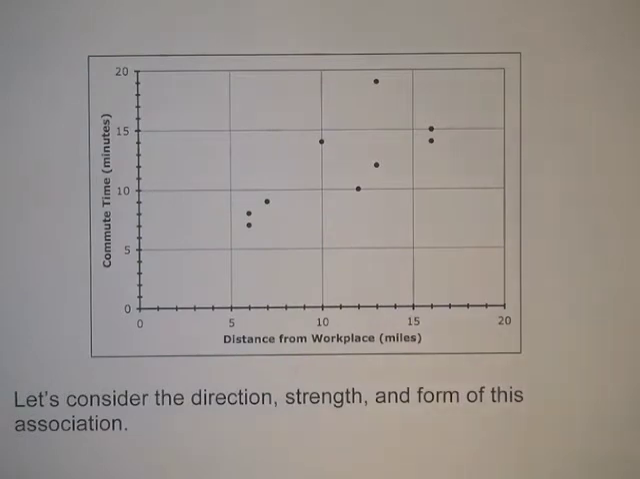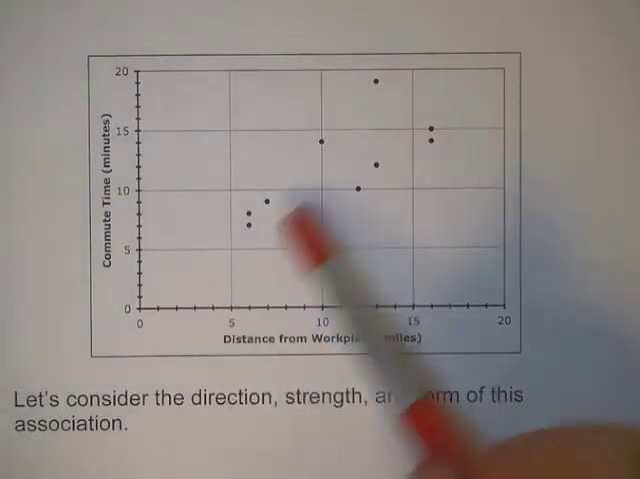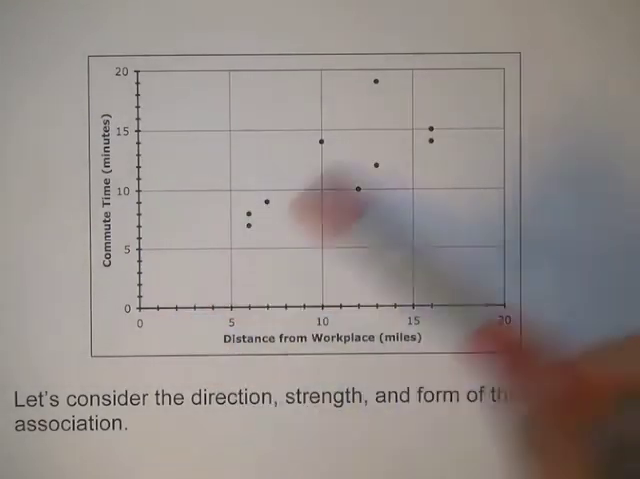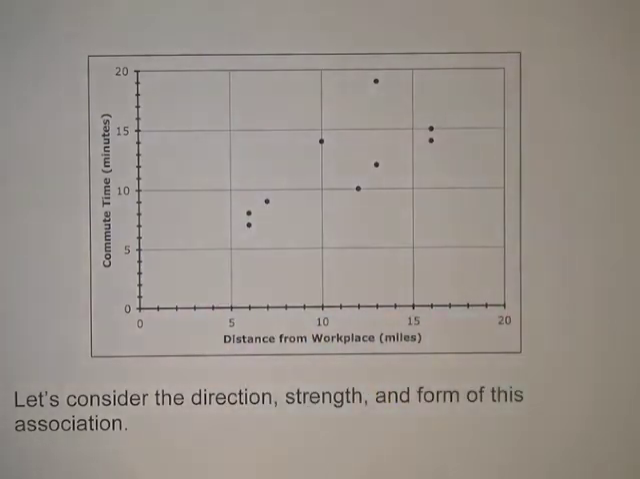So let's consider the direction, the strength, and the form of this association. Direction I would say is positive. As the distance increases, the commute time increases. Strength, I would say that's probably moderate. We can see that they seem to be pretty clustered about a line, but it's not a super strong relationship. And the form I would say is linear. So I would say that this is a moderate, positive, linear association.